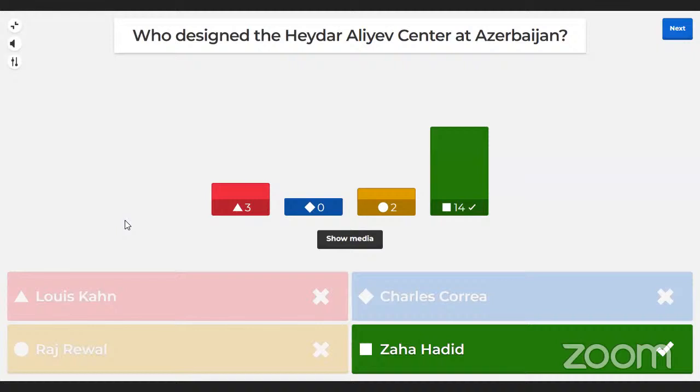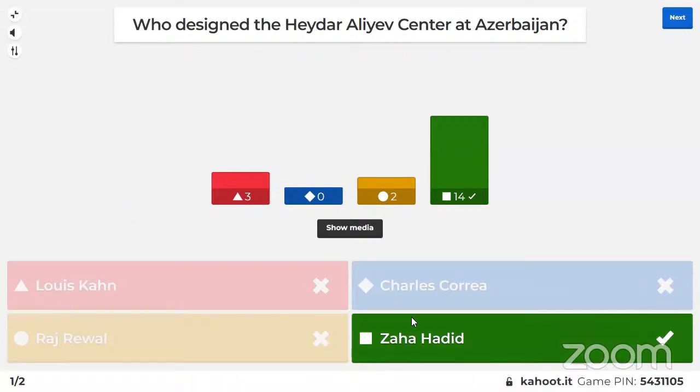All right, so we have the answer. Saha is the correct answer. You can see that the correct answer is being highlighted with a tick mark, and all of the wrong options are being faded out with a cross mark. Okay. All right. So now we'll be moving on to the scoreboard.